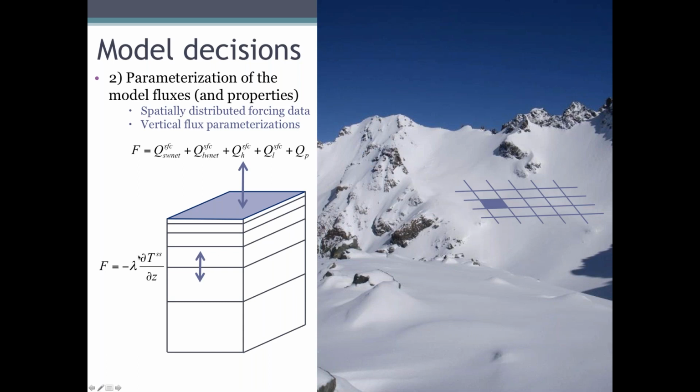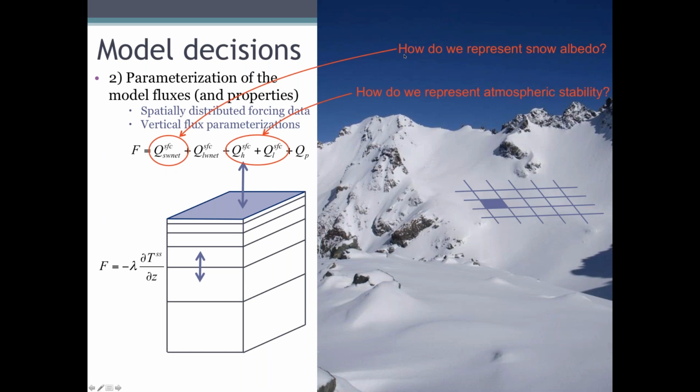How do you define conductivity within your snowpack? If each of your layers of the snowpack has a state variable of that layer's temperature, how does that temperature move throughout the snowpack as a function of height and time? And some of the questions that are very common when we think about net shortwave: how do we represent snow albedo? How do we represent atmospheric stability? We'll be talking about this explicitly. How do we represent thermal conductivity?